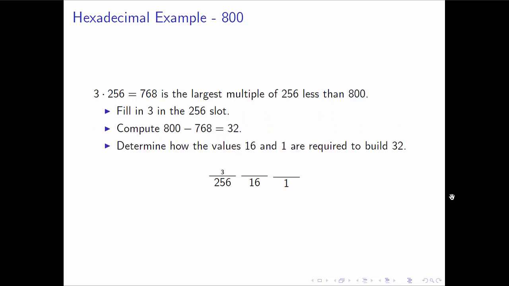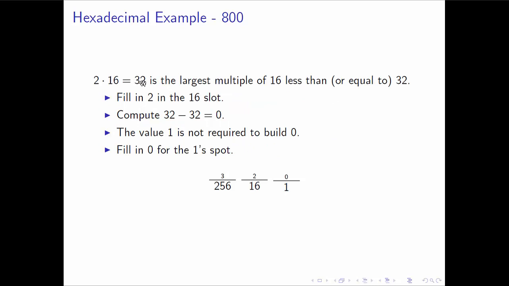With our 800 example, we see that we need 3 copies of the number 256 to get 768. That's the largest multiple of 256 that's less than 800. So what we're going to do is say I need 3 copies of 256, and then I'll have 768 things. So I put the 3 here, and then I determine what's my leftover. 800 minus those 3 copies of 256 things is 32 left over. And just like I did with binary, I now determine how the values 16 and 1 are required to build 32. Do I need 16s? If so, how many? Do I need 1s? If so, how many?